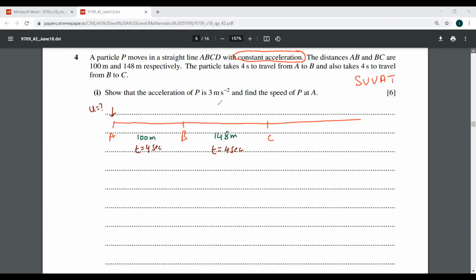Just 1 minute. Let me pause this. Now, I suspect that since we have to find two unknowns, one is the initial speed at A and then the acceleration, we might have two equations in u and a, and we'll have to solve them simultaneously.